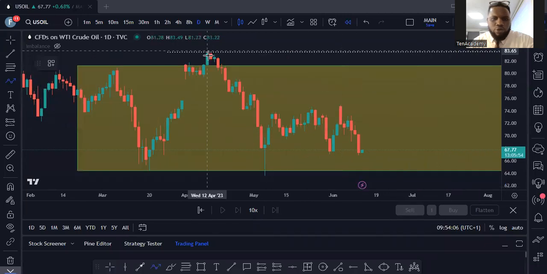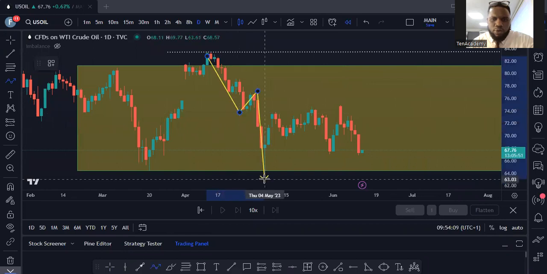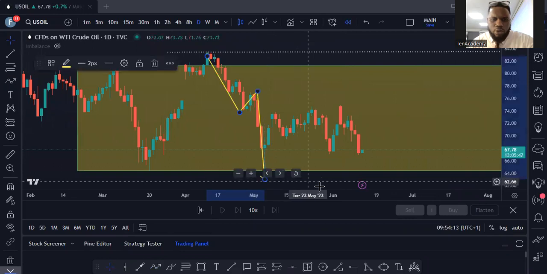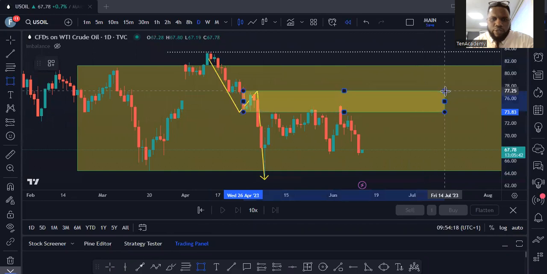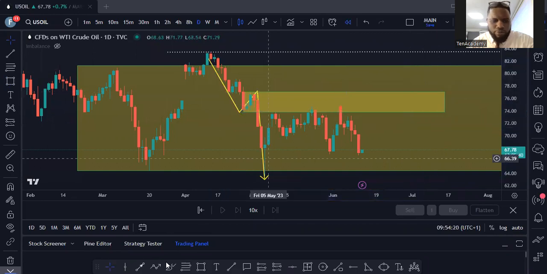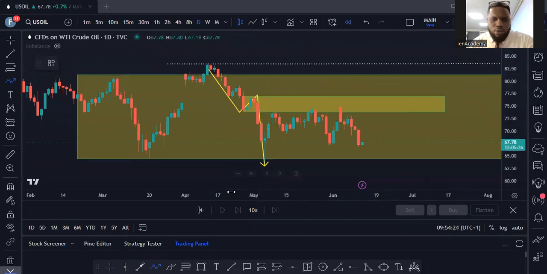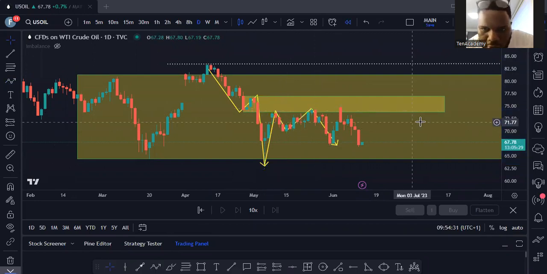So what is daily structure? Impulse, correction, impulse. Okay. Ultimately, on daily, we have price reacting to this supply here. We've seen sellers pressure, like so.